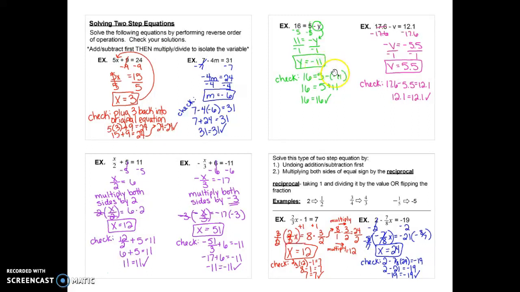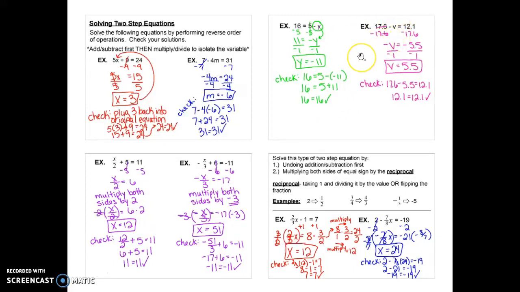Now again, I need to check this to make sure that I did the work correctly. So I'm going to plug it back into my original equation. So 16 equals 5 minus a -11. Make sure that you're wrapping this value in parentheses. The value you're plugging in, that -11, needs to be wrapped in parentheses. So 16 equals 5. Now a negative times a -11 turns into a positive 11. So 5 plus 11 is actually 16, which means this checks out and you got it right.